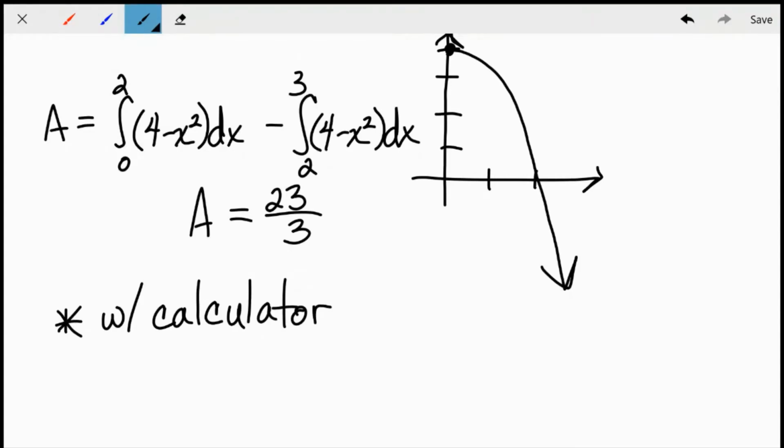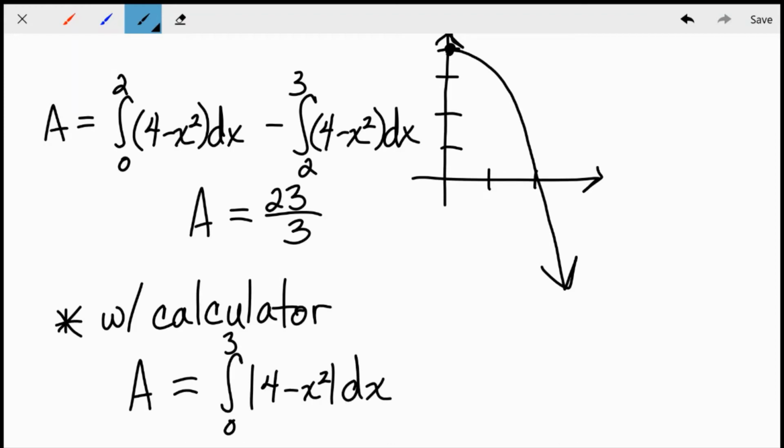be positive. And remember, if you want to think about things that you did back in pre-cal, if you take the absolute value of a function, that is essentially taking all of the function values and making them measure a distance from 0. So all the function values become positive. What I can do then is I can say if I want the area with a calculator, I can just do one integral that goes from 0 to 3, and I can do the absolute value of 4 minus x squared. And that's going to give me the same result in one step.